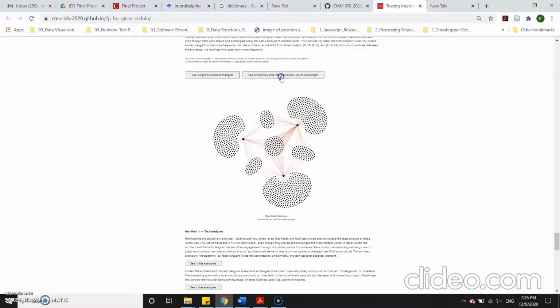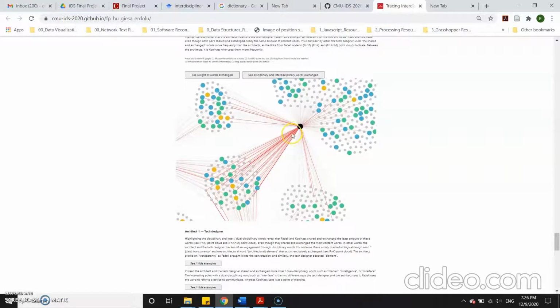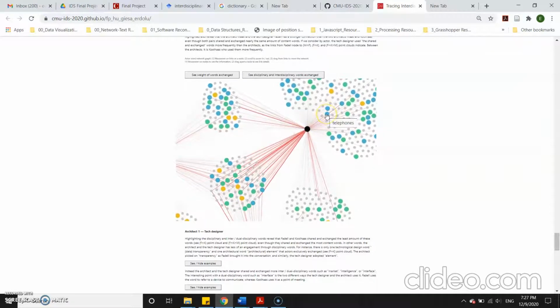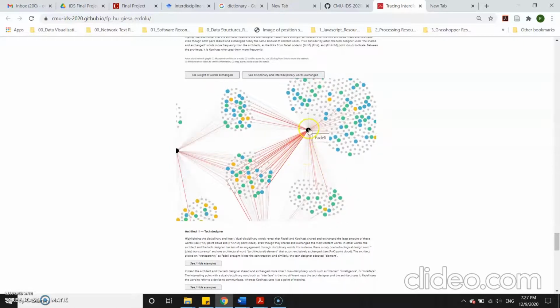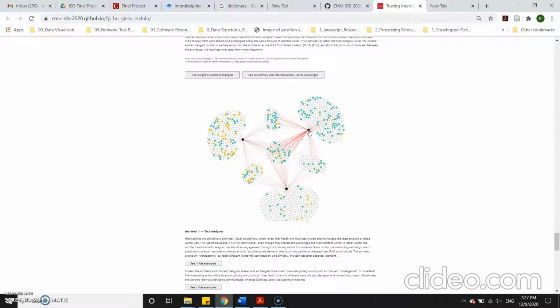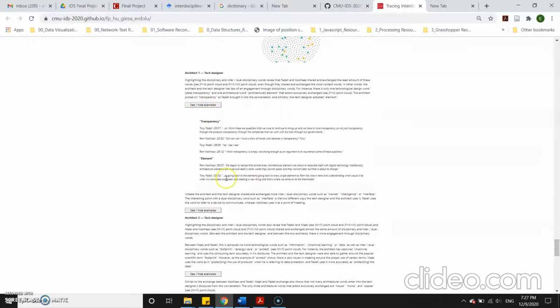Here, the user can also highlight the disciplinary words. Again, mouse over on the network, move the network around, or see a word. For instance, you can see that Fadel and Kohlhaas shared and exchanged the least amount of these words, even though they shared and exchanged the most content words. The user can also see examples or instances of that exchange through verbatims in the text.